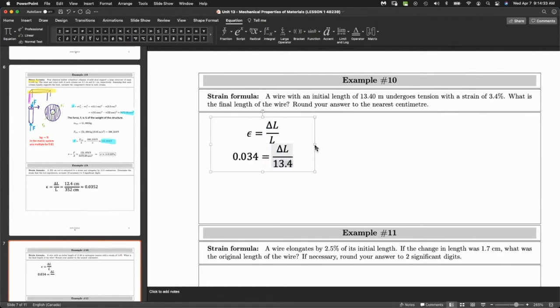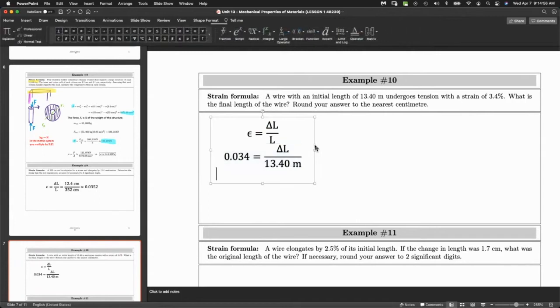The original length is 13.4. You see what I did: the strain was represented as a percentage, but I immediately wrote it as a decimal expanded. So no percent, to answer Jai's comment or question there. Now we just solve for the change in L.